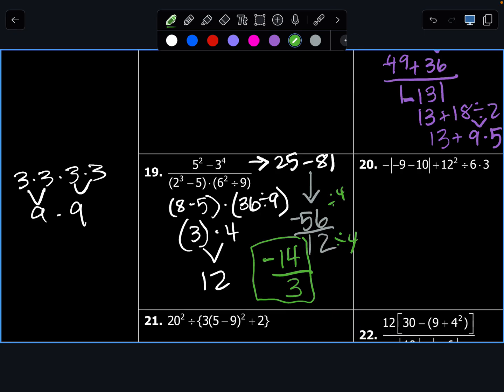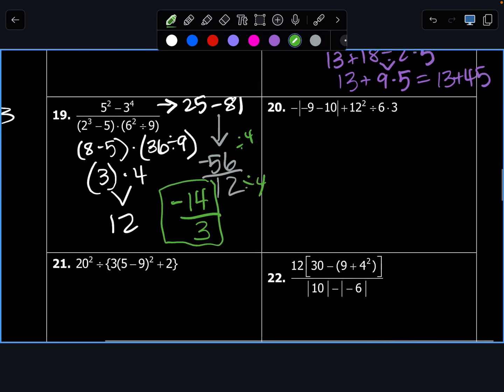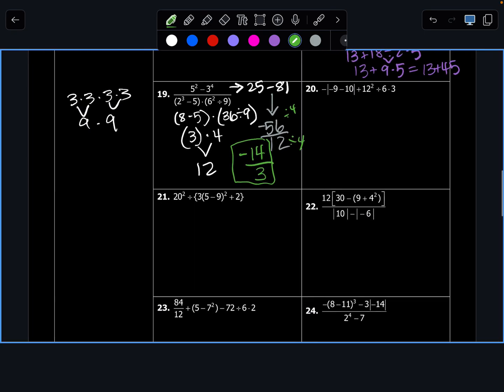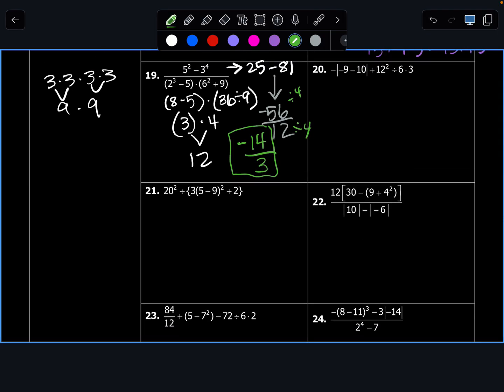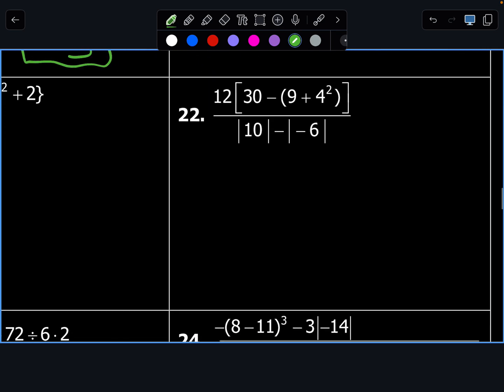We're not going to have all clean numbers. Okay, so we're looking at 20, 21, 22, 23, 24. Which one scares you? 22. We'll start with 22. Okay, we can do more than one. Plenty of time. All right, so I have to do my inner parentheses first, correct? All right, so what do I do first in the inner parentheses? 4 squared, what is that?